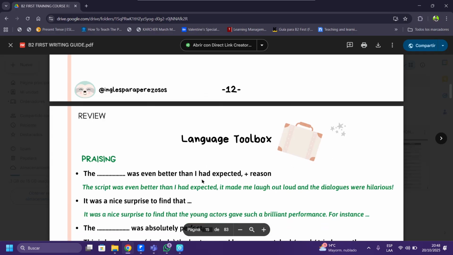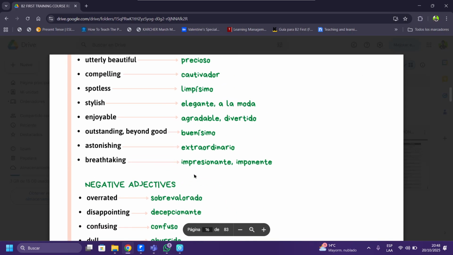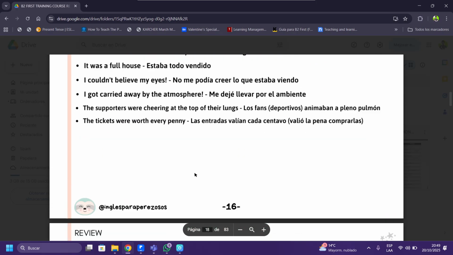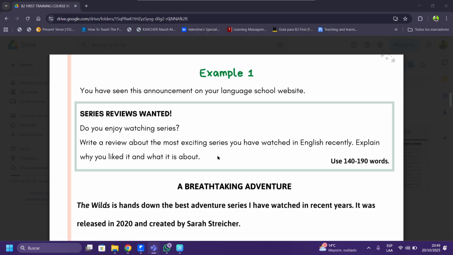As you can see here, you have an example and useful phrases as well. Let me see what the example is. Okay, this is a model answer. In the real exam, the task is going to look like this.